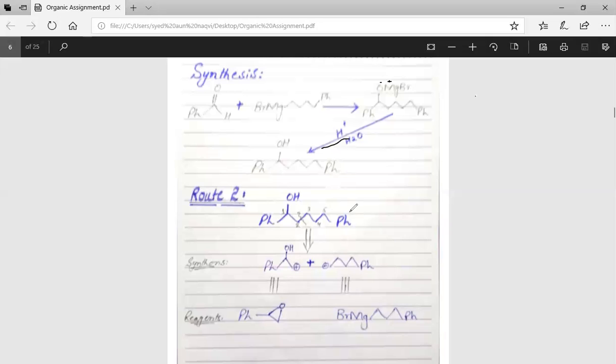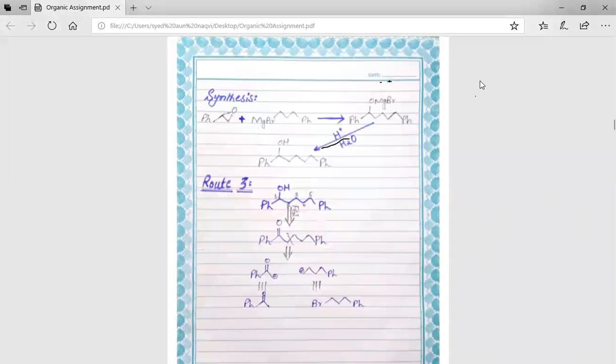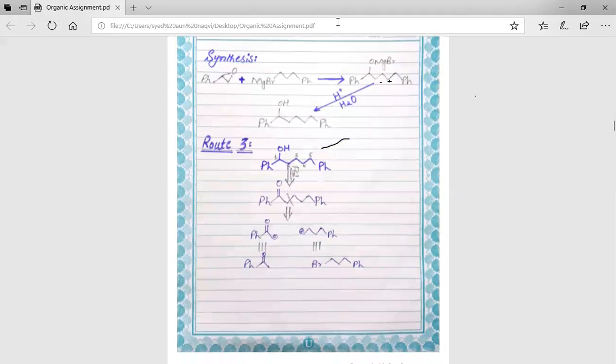So next, moving towards the synthesis of this. The synthesis of route two would be: when we react phenyl epoxide ring with 4-phenyl-1-butyl magnesium bromide, we will obtain again the same product. And when we hydrolyze this reaction, we will obtain 1,5-diphenyl pentan-2-ol. So moving towards route 3 of 1,5-diphenyl pentan-2-ol, the target molecule.